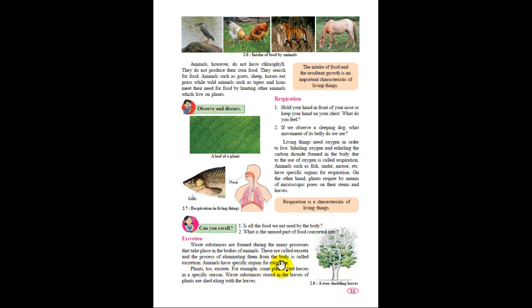Animals have specific organs for excretion. Plants too excrete. For example, some plants shed leaves in a specific season. Waste substances stored in the leaves of plants are shed along with the leaves.